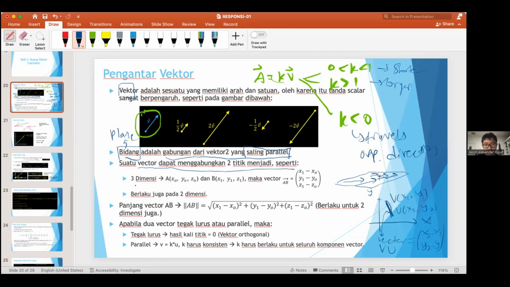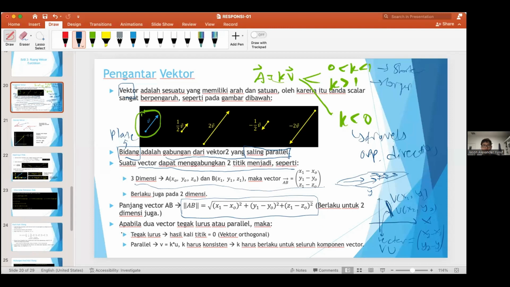It can also work for 3 dimensions like this, and also 2 dimensions as shown previously. Now a vector can also have a length, and this is the formula of the length. The same formula applies to 2 dimensions.